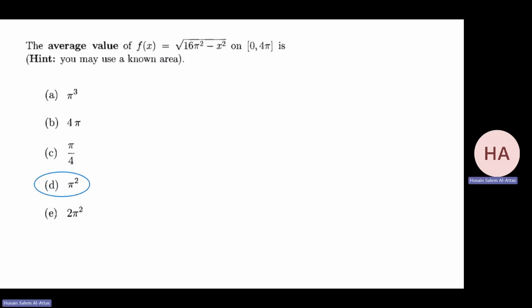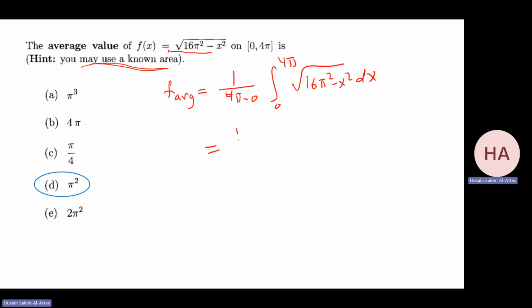The average value of this function. I give you a hint. When it comes to the integral, you need to deal with this idea of finding the area. Okay, that will be what? F average equals 1 over 4 pi minus 0, integral from 0 to 4 pi of f, which is square root of 16 pi squared minus x squared dx, which is 1 over 4 pi from 0 to 4 pi. This is what? 4 pi squared minus x squared.